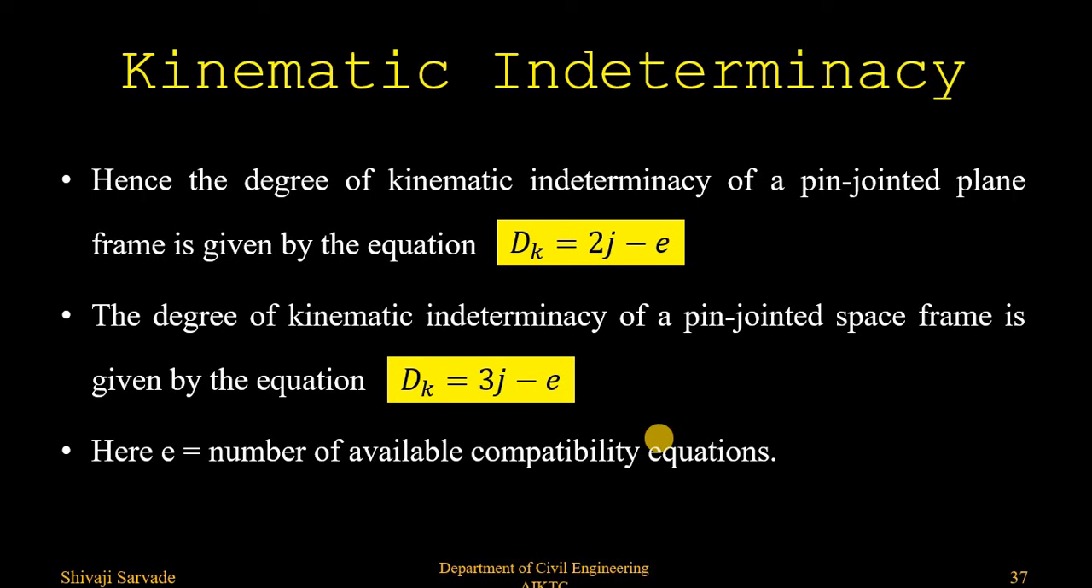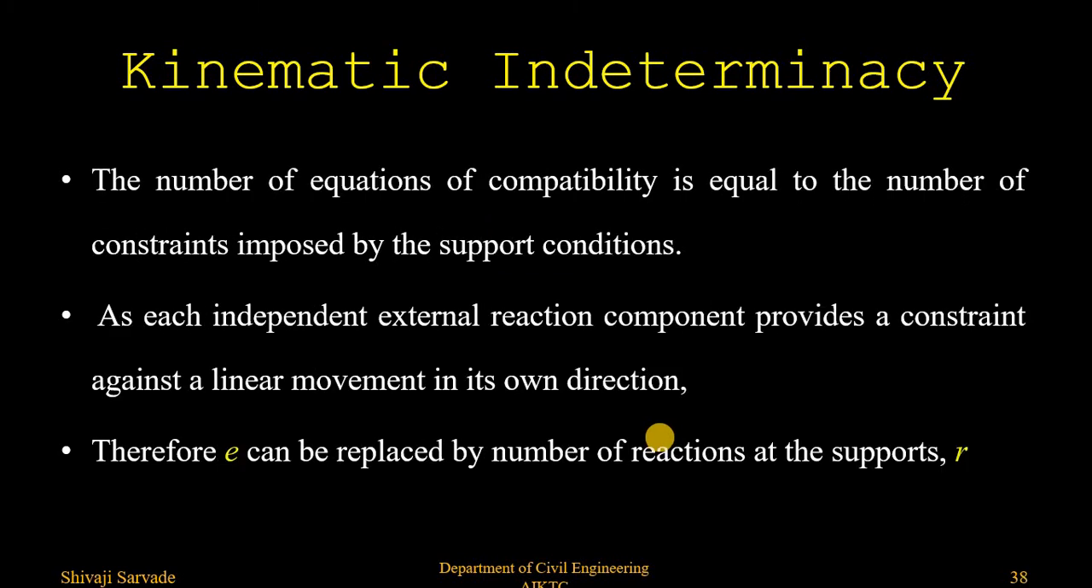Whenever we talk about static, it is related to forces. Whenever we talk about kinematic, it is related to displacements only. So when you think about static indeterminacy, forget about displacement and consider only forces. When you consider kinematic, forget about the forces and consider the displacements. So here E is the number of available compatibility equations. In other words, it is the number of constraints that you impose, that is, the support conditions. So I can simply replace E with R, that is, the reactions.